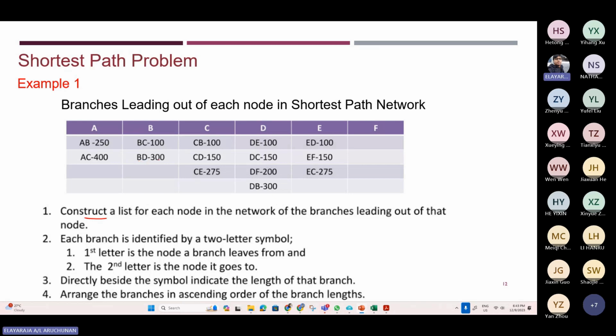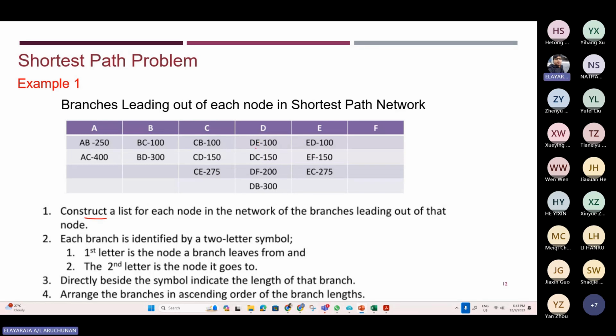B to D is 10 kilometers. So we list these down, and then from node C there are three splits: C to B, C to D, and C to E. We write the weight with respect to each destination. C to B is about 100 kilometers, for example, C to D is about 150 kilometers, and C to E is about 275 kilometers. It goes to D as well, and E as well.